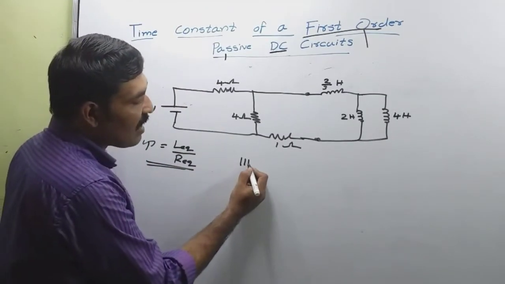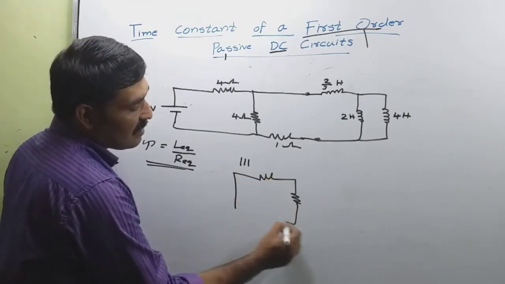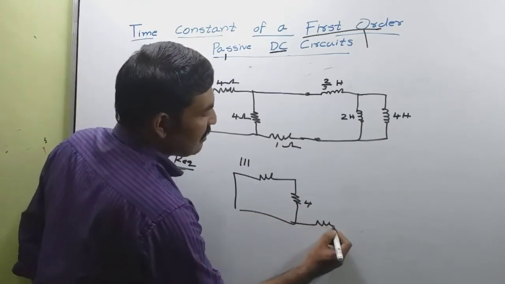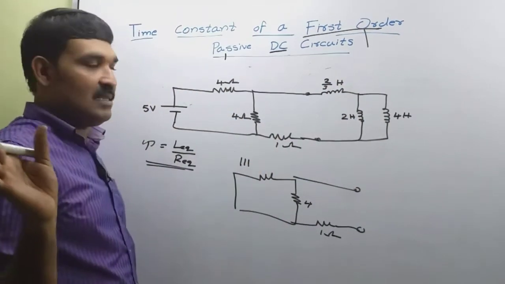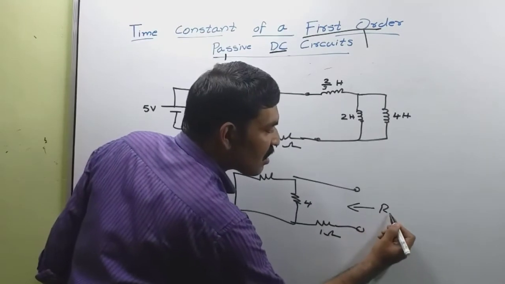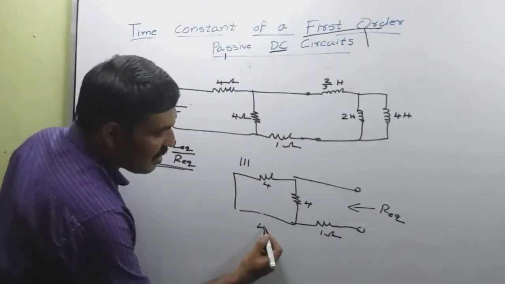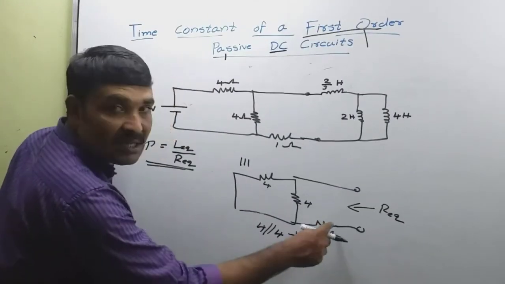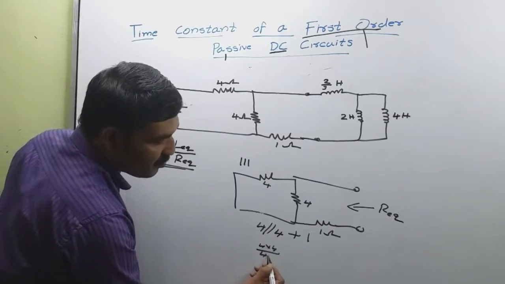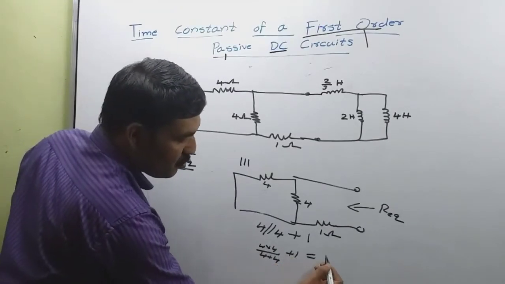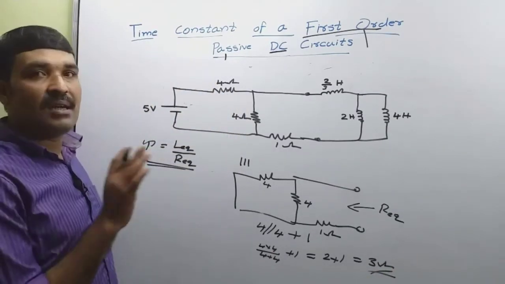So the equivalent circuit for finding R Thevenin has a 4 ohm resistance connected to another 4 ohm resistance, and here there is a 1 ohm resistance, and all inductances are disconnected. This is our R equivalent, the Thevenin's equivalent resistance. This 4 and 4 are in parallel, which is in series with this 1 ohm resistance. So it is equal to 4 into 4 divided by 4 plus 4, plus 1, that is 2 plus 1, equal to 3 ohm. This is the equivalent resistance of this circuit.